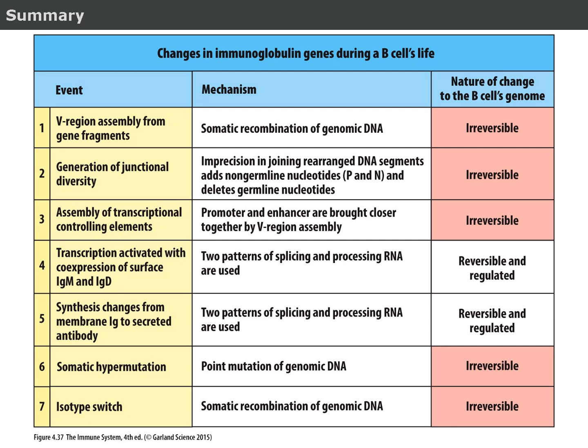Sixth, somatic hypermutation introduces point mutations in the variable region genes to improve antibody affinity. This is irreversible. Seventh, isotype switching changes the constant region through recombination, allowing the B cell to produce different classes of antibodies. This process is also irreversible. Together, these genetic mechanisms provide the flexibility and precision needed for an effective, adaptive immune response.